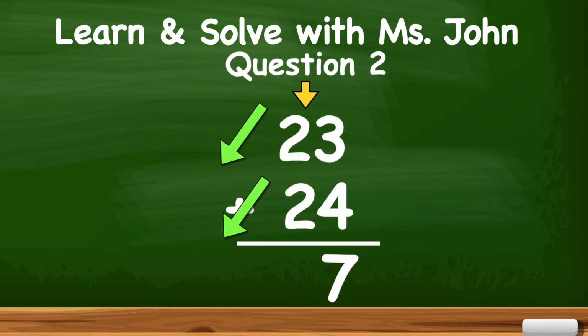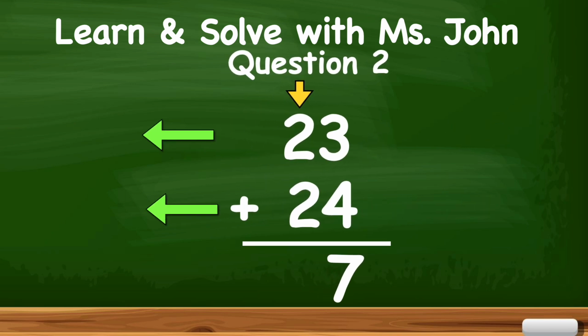Now it's time to add up the numbers in the tens column. So 2 plus 2. At the first arrow, we're going to place 2 dots. 1, 2. At the second arrow, we're going to place 2 dots. 1, 2. Now it's time to add up the total number of dots we have. 1, 2, 3, 4. So 2 plus 2 equals 4.